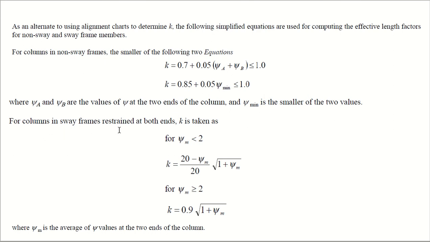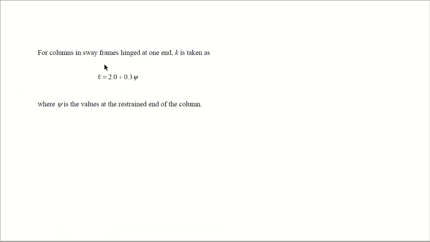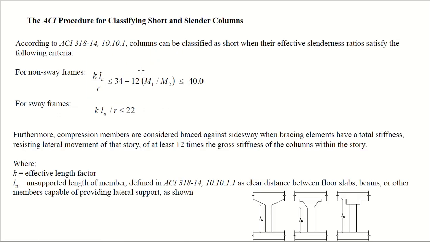For columns in sway frames restrained at both ends, K is taken as follows: for psi m less than 2, K is equal to (20 minus psi m) divided by 20, times the square root of (1 plus psi m), and for psi m greater than or equal to 2, K is equal to 0.9 times the square root of (1 plus psi m). So what is psi m? Psi m is the average of psi values at the two ends of the column. You take psi A, you take psi B, you take their average, and this is psi m, the mean value. For columns in sway frames hinged at one end, K is equal to 2 plus 0.3 times psi, where this psi is the value at the restrained end of the column. We are talking about sway frames hinged at one end, so please keep that in mind.